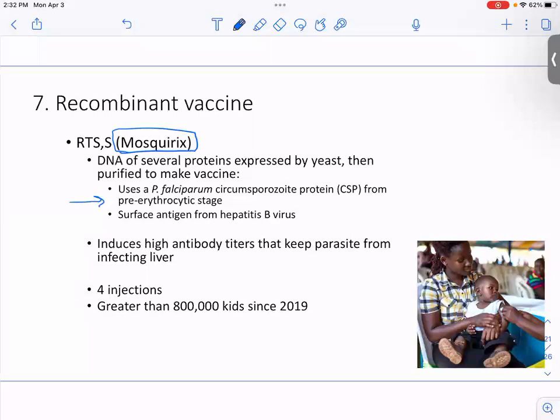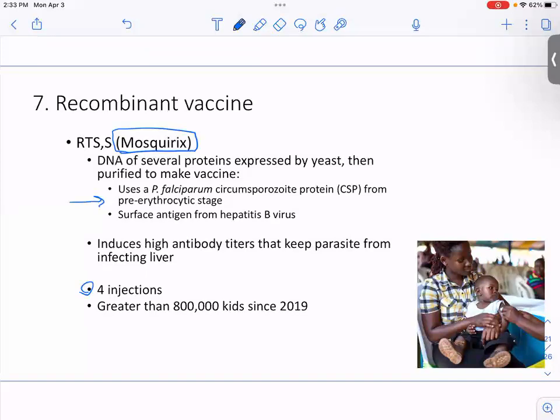It takes a lot of injections. So 4 injections is kind of hard to do in remote places of Africa where malaria is most prevalent. And interestingly enough, it only has about a 30% efficacy in preventing severe malarial disease. So most of the time, a vaccine would not be approved unless it works really well, somewhere above 50%.